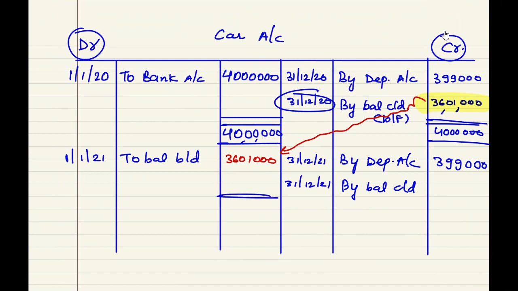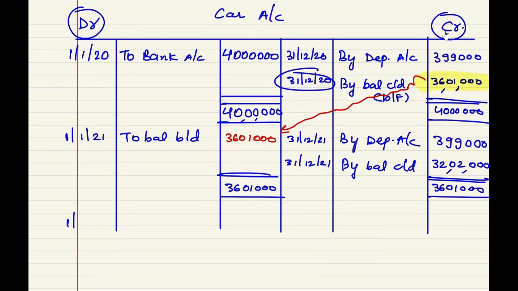And then we will have a balance at the year end 2021. The debit side total is 36 lakh 1,000, so the credit side total should also be 36 lakh 1,000. So I need to deduct 36 lakh 1,000 minus 3 lakh 99,000. It would be 32 lakhs 2,000. That is the value which is being carried down, and in the next year on 1st of January 2022, this value will again be brought down.